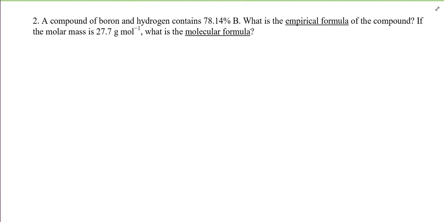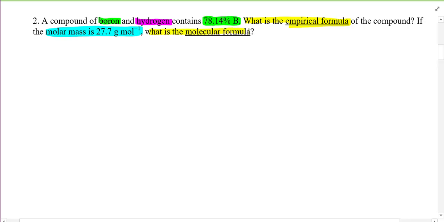Now we have a compound of boron and hydrogen, and it's 78.14% boron. First question is, what is the empirical formula of the compound? Then it gives you the molar mass of this compound is 27.7 grams per mole. And it says, what is the molecular formula?